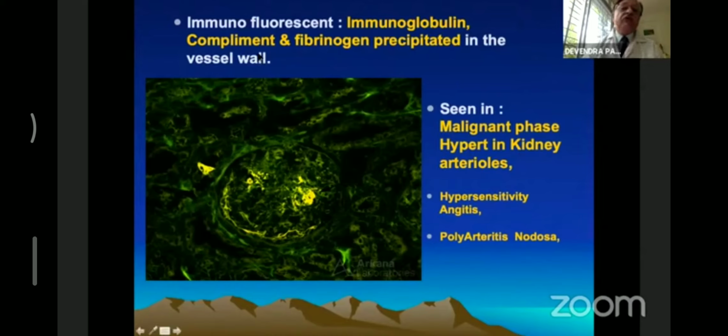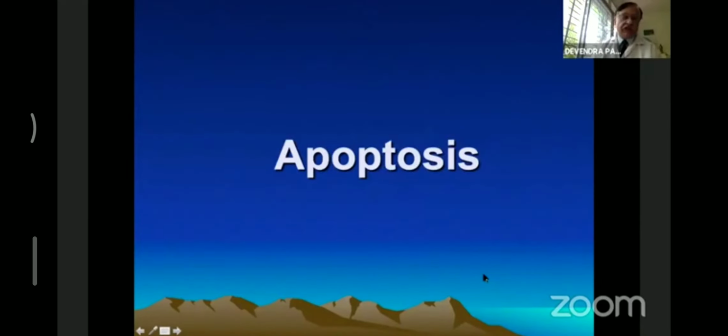So we can do an immunofluorescent stain, and immunoglobulin, complement, fibrinogen, all these may be detected out here. So this necrosis is seen where? In malignant phase of hypertension, in the arterioles of the kidney, that you will be seeing this. Apart from that, it can be seen in polyarteritis nodosa, hypersensitivity reactions, and so on. So we have covered all the types of necrosis. Next, we will go to apoptosis.